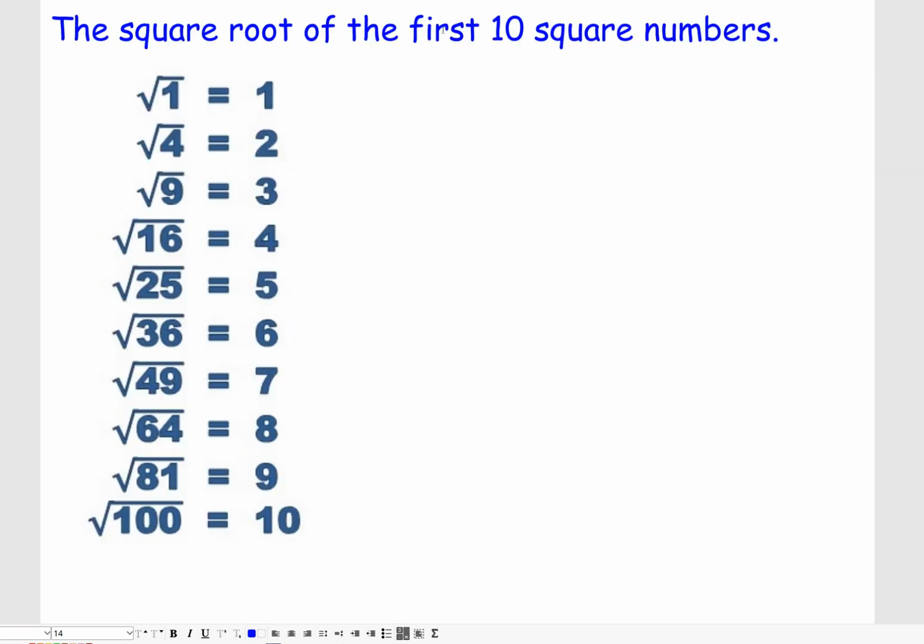So again, the square root of the first 10 square numbers are: square root of 1 is 1, square root of 4 is 2, square root of 9 is 3 because 3 times 3 equals 9, square root of 16 equals 4 because 4 times 4 equals 16. So if you know your square numbers, then the opposite will give you your square root. Square root of 49 equals 7 because 7 times 7 equals 49. Okay, so you can see the square root of the first 10 numbers are here.